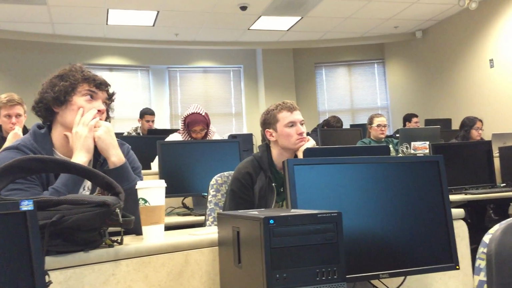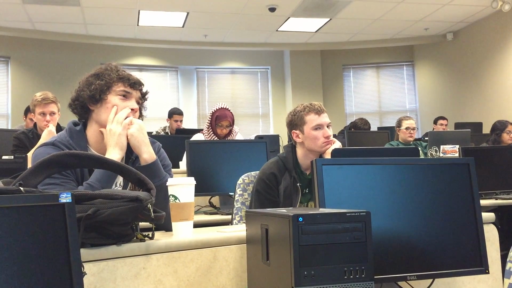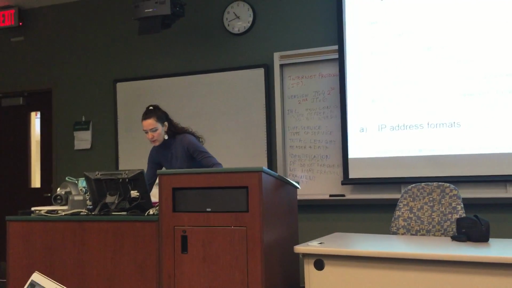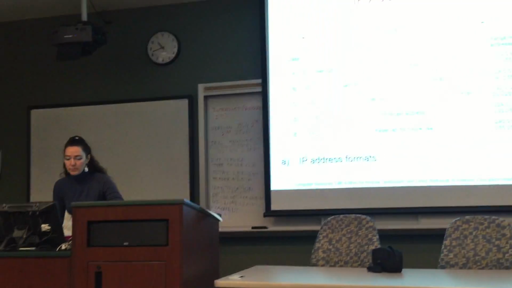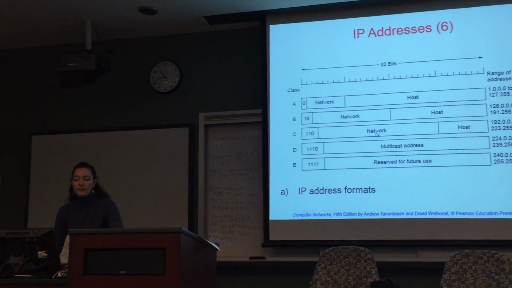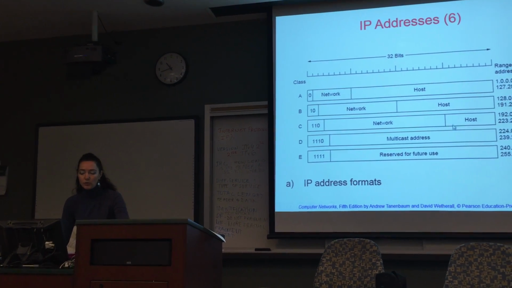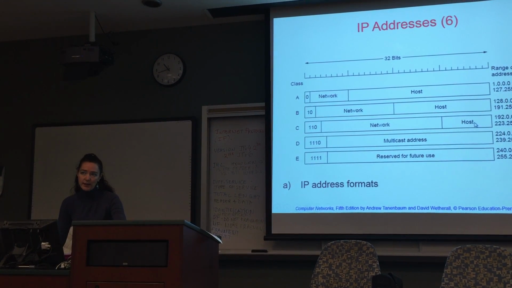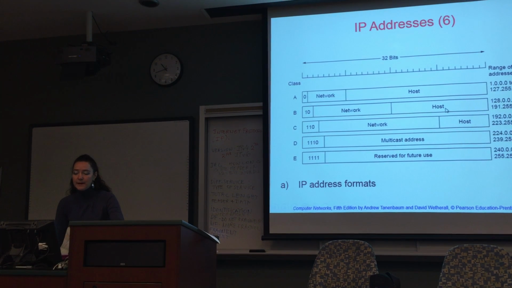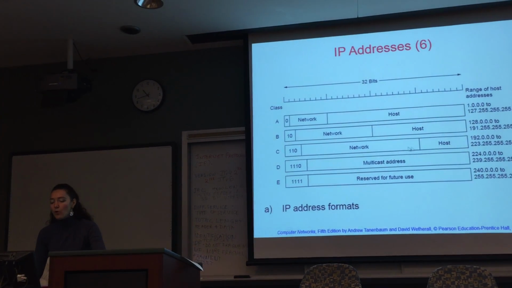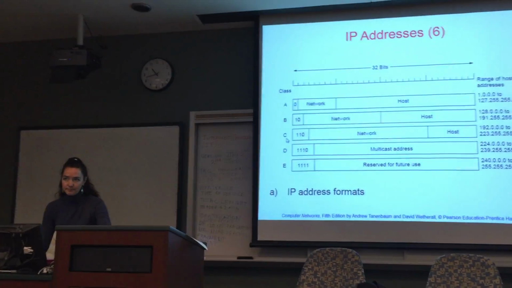So once one's assigned, it can never be used again for anything else? Like, how's that work? So now what they do is, instead of giving them this one big address, they will give them a bunch of Class C addresses, depending on how many hosts. So if 256 is not enough, but 65,000 is too big, they will just give them 4 or 5 Class C addresses.